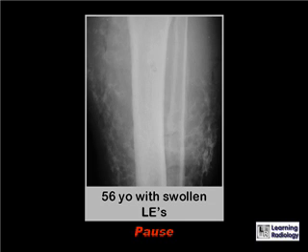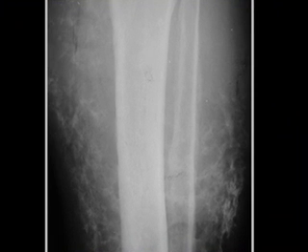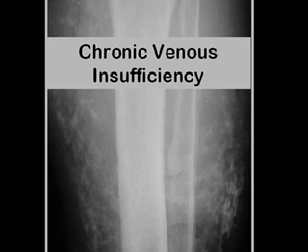This is a 56-year-old female with swollen lower extremities. You're looking at a close-up of the calf. What's your diagnosis? These are the dystrophic calcifications that are seen usually in the calf in patients who have chronic venous insufficiency. They can also have periosteal reaction from stasis periostitis, but this patient does not demonstrate that.